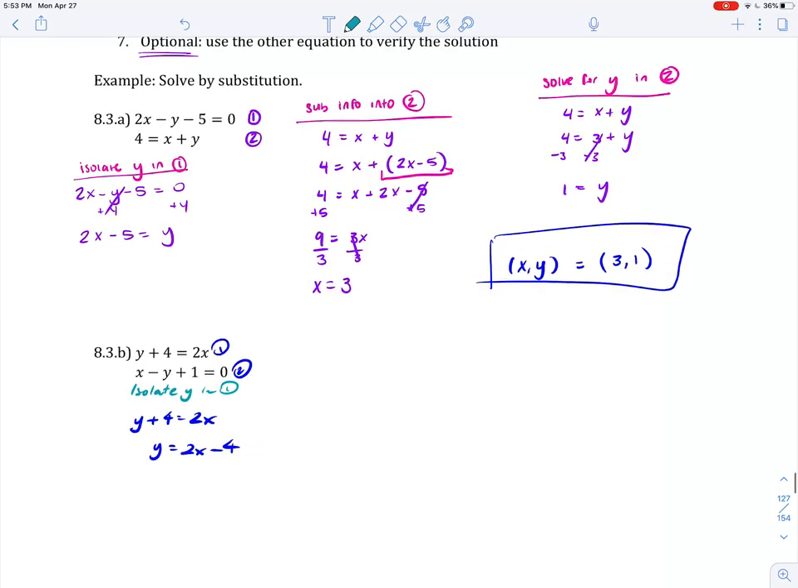Step 4, I'm going to substitute this thing in for y in the other equation. So the other equation would be equation 2.